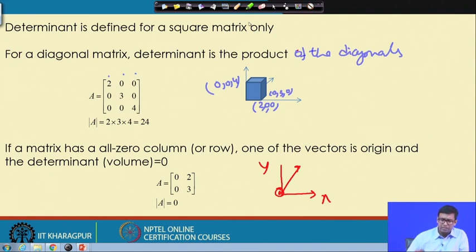And this can be extended to n dimensional space: a diagonal matrix will have a determinant which is the product of the diagonals, and for an all 0 column or all 0 row, the determinant will be 0.